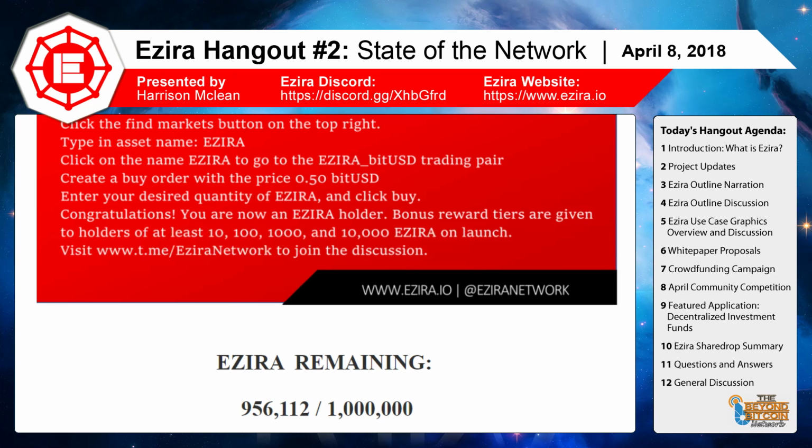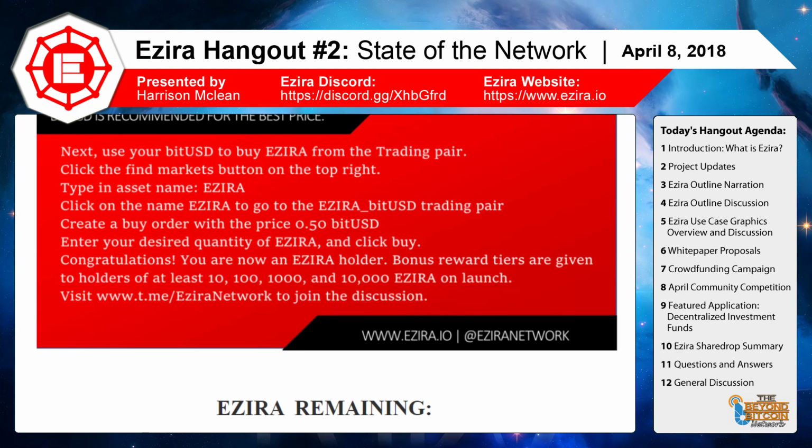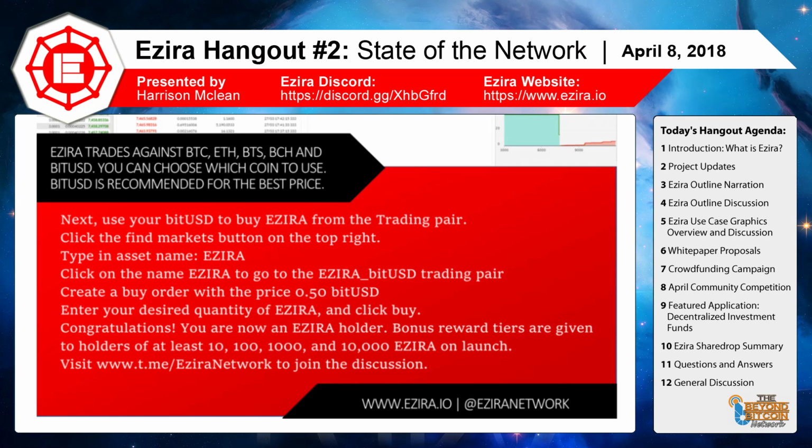So the last thing you do is you use your BitUSD or whichever other currency you chose to find Ezira from the trading pair. You type in the asset name, Ezira, and you can go to the trading page of Ezira in that asset pair and create a buy order and purchase it from there.